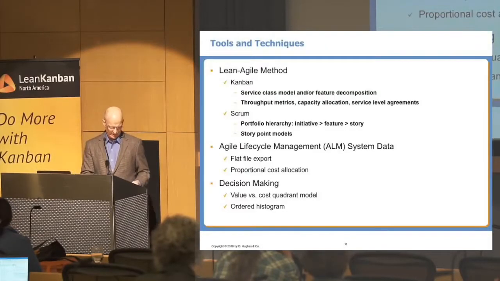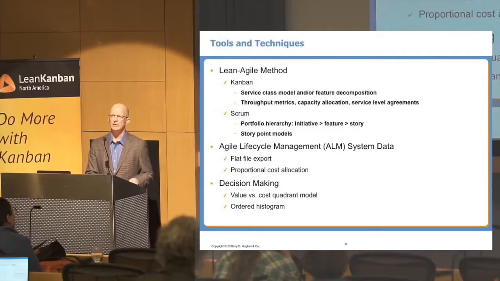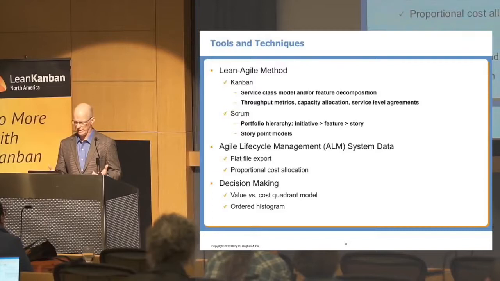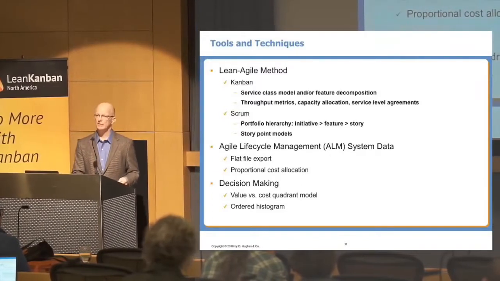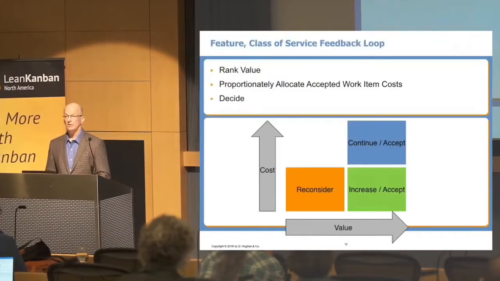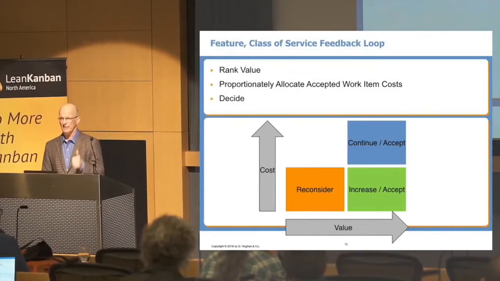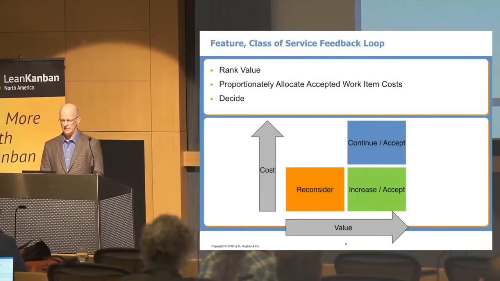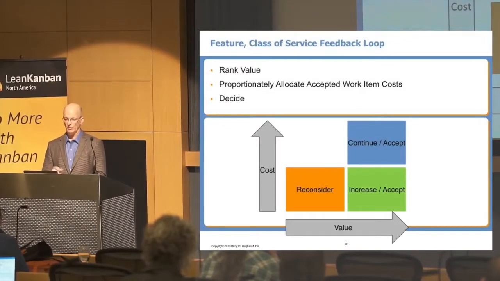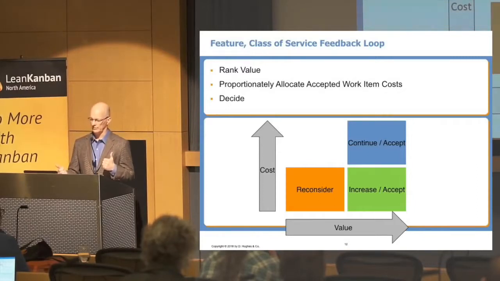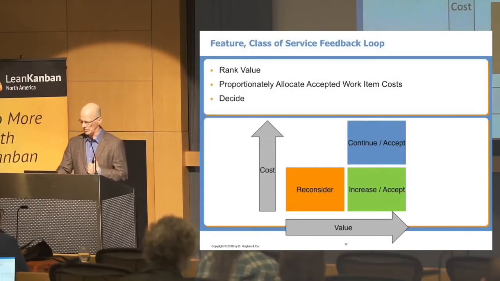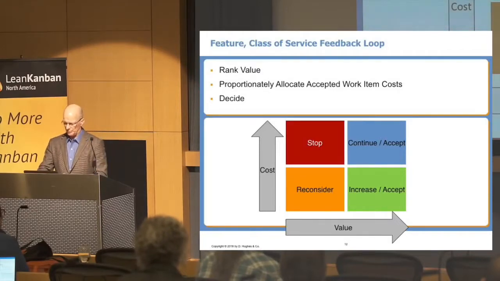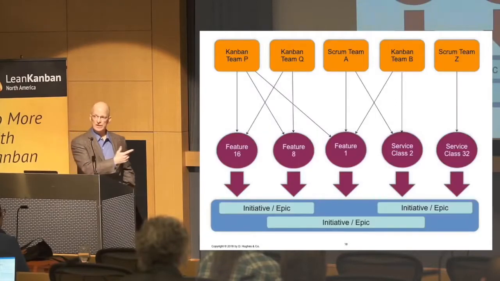So we've talked about how tools and techniques work in accepted value costing. If you've got an ALM, it makes it easier. You can pull the data out. But the decision-making is what really matters. So let's take a look at the key elements. You rank the value, and then you proportionally allocate the accepted work item costs. First item, we want to know relative cost and value. And obviously, if you've got low value items and a high cost, this is something you want to stop doing. What we end up with is a picture that looks like this.